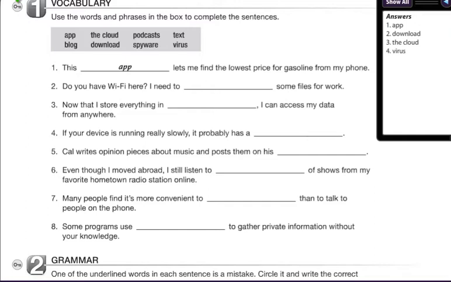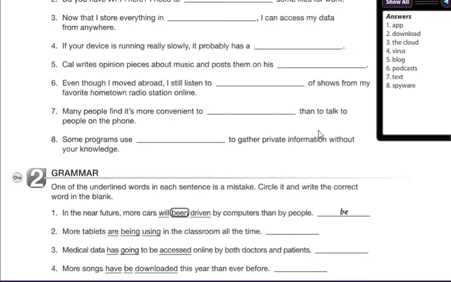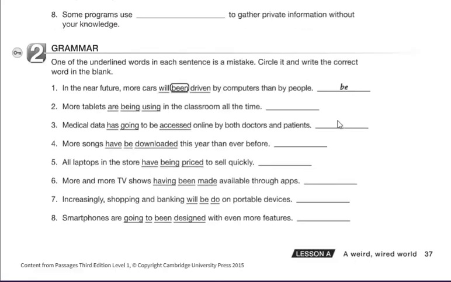Number five, Carl writes opinion pieces about music and posts them on his blog. Do you have a blog? Number six, even though I moved abroad, I still listen to podcasts of shows from my favorite hometown radio station online. Number seven, many people find it's more convenient to text than to talk to people on the phone. And number eight, some programs use spyware to gather private information without your knowledge. That's really risky.